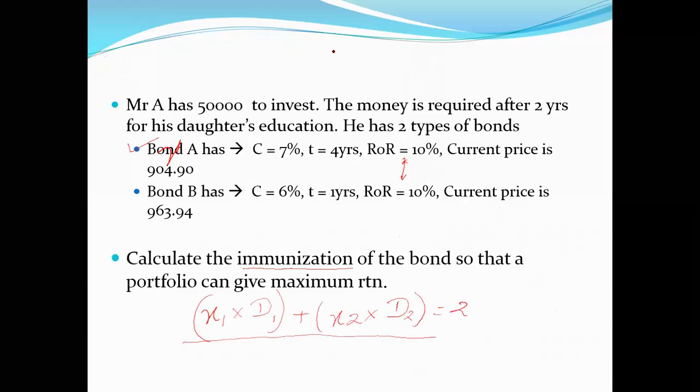That is what the problem says, right? I'll just take you back to the problem. It says he has 50,000 to invest. The money is required after 2 years. So he needs 50,000 after 2 years. Right now, he does not require 50,000. Do you get this particular point? He wants this money after 2 years. So if he wants 50,000 after 2 years, what is the present value of this 50,000 today? So we have to find out the present value of 50,000. That is step number 3.